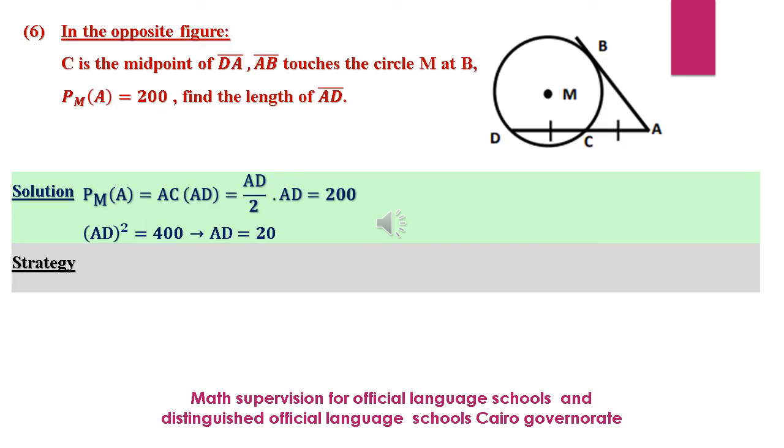Here we have AB is a tangent, AD is a secant that cuts the circle at C and D, AC equals CD, and also the power of point A with respect to circle M equals 200. Now, the power of point A with respect to circle M equals AB squared, which is equal to AC times AD. In other words, AC equals half AD. Half AD times AD equals 200. Therefore, AD squared equals 400. As a result, AD equals root 400, which is 20.